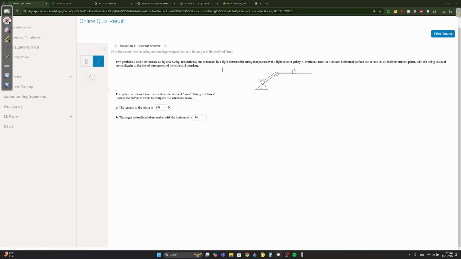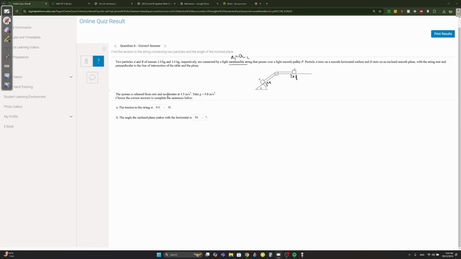Two particles A and B, of masses 2 and 3 kilograms respectively, are connected by a light inextensible string. Inextensible string means a1 is equal to a2. I'll show you in a second. Particle A rests on a smooth surface. I'll show you here. A is 2 kilos. B is 3 kg.